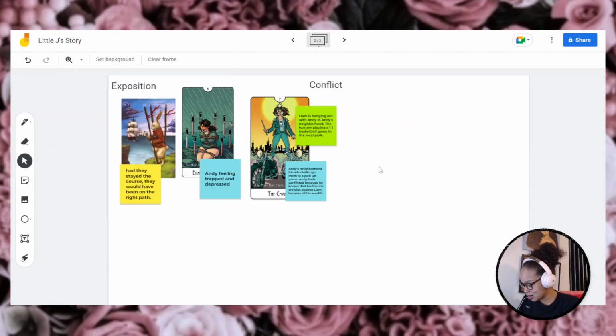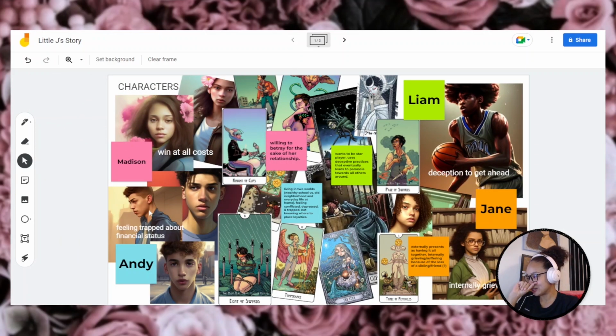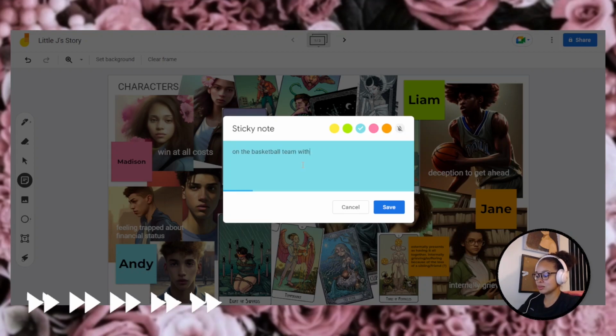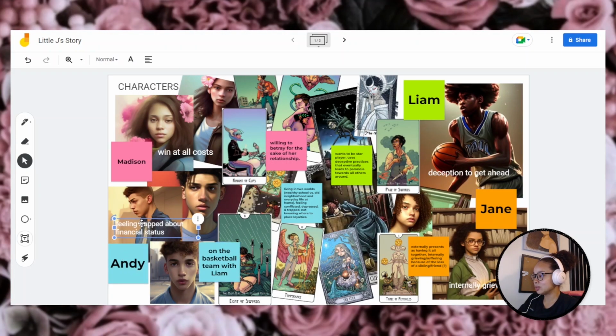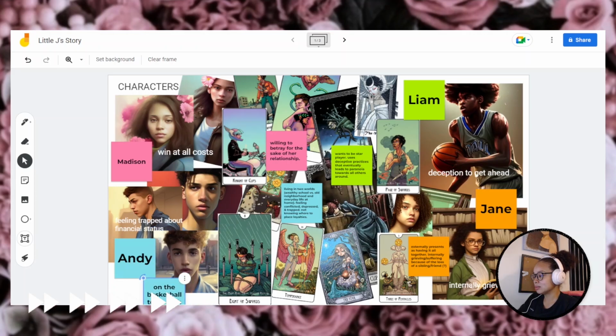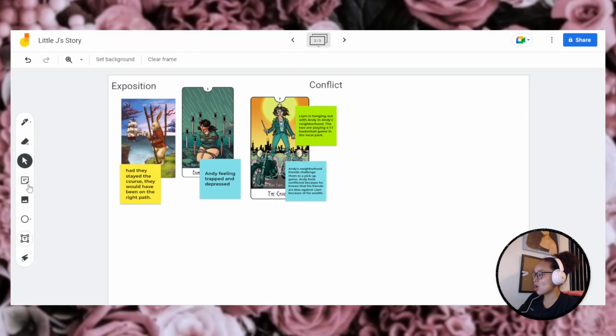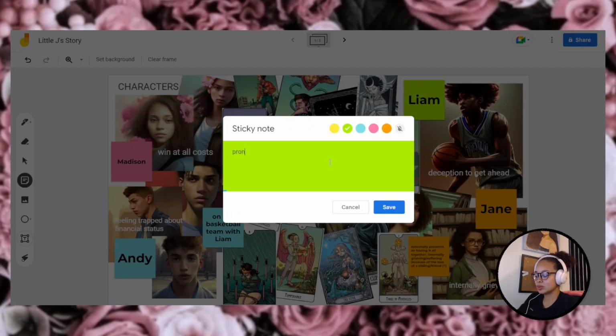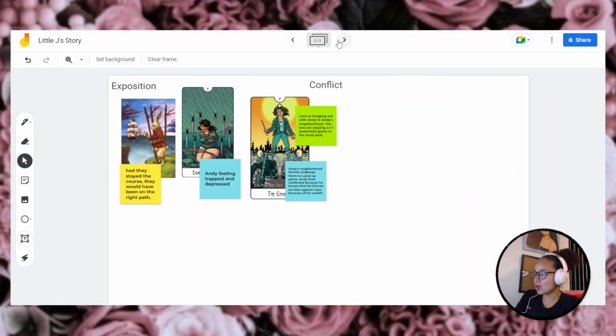So the first card for the next section was the Emperor card. This is Liam and Andy's part of the story. So I think I'm gonna add that to Andy's character here. So he's also on the basketball team. So we'll add that to his character. Oh, I should also add arrogant. Okay, so the next card, what did I say? Emperor.